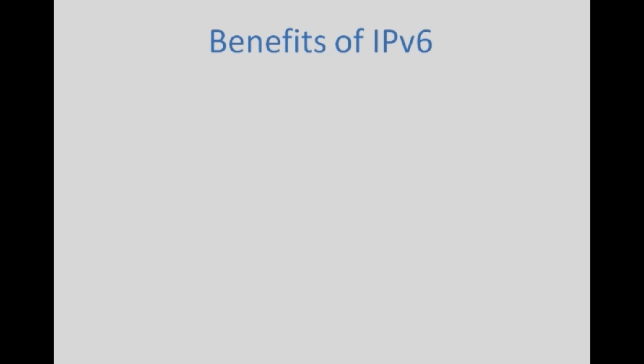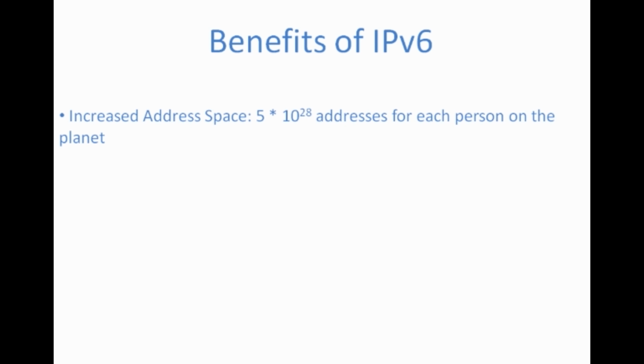Let's begin our discussion by looking at the benefits of IPv6. And I would say one of the biggest benefits of IP version 6 is what we've been discussing. We're running out of IPv4 addresses. However, with IPv6, we have a plethora of addresses available. In fact, there is approximately 5 times 10 to the 28th addresses for every person on the planet. 5 times 10 to the 28th. A 5 followed by 28 zeros. I don't even know what that number is. It's a really big number.